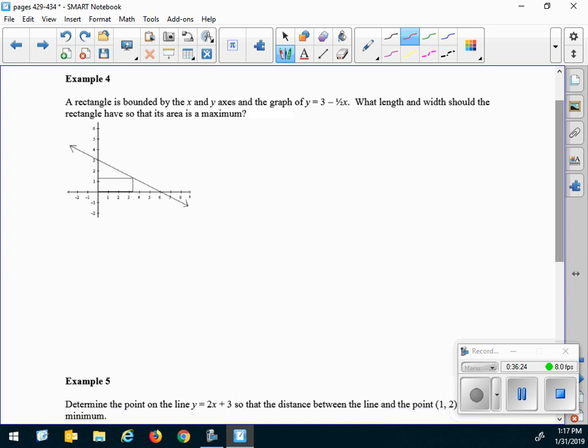So what length and width should the length and width be so that the area is a maximum? What am I trying to maximize? Area. All right. Well, I guess I better write an equation for area since that's what I want to maximize. Well, how do you find the area of a rectangle? Those are the variables that we've got, right? X and Y.